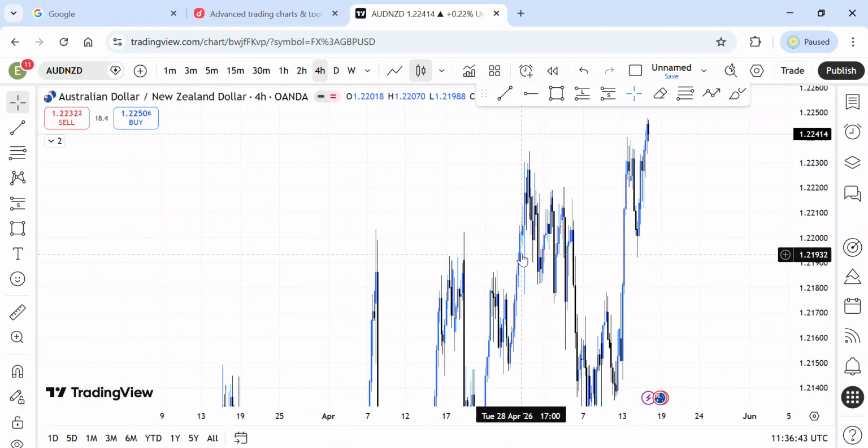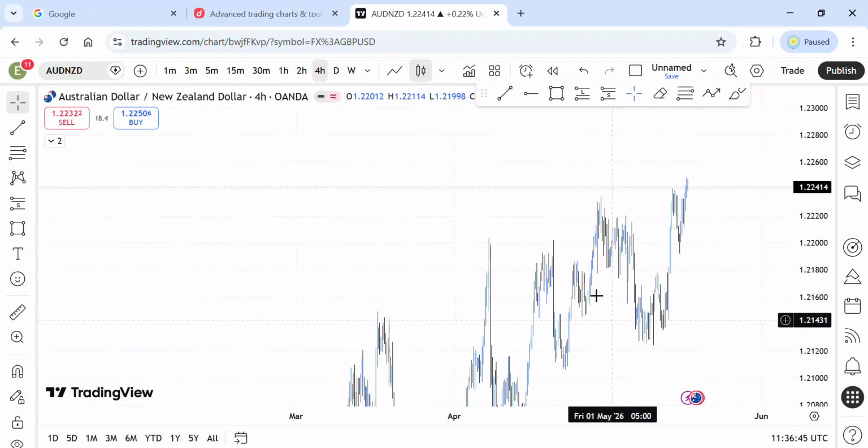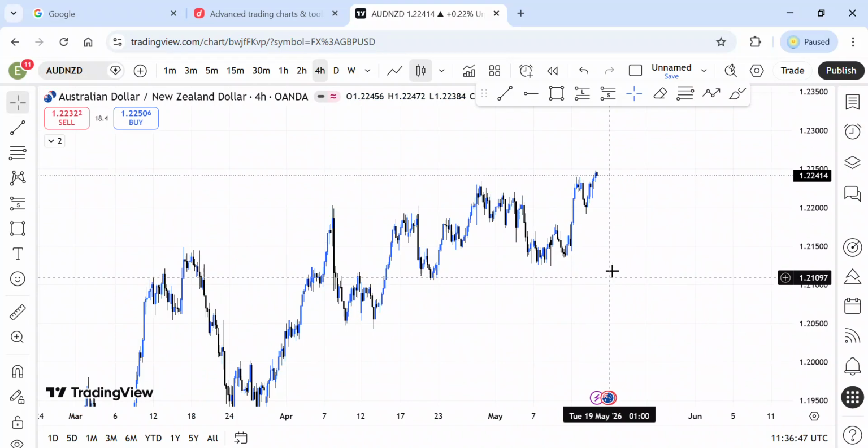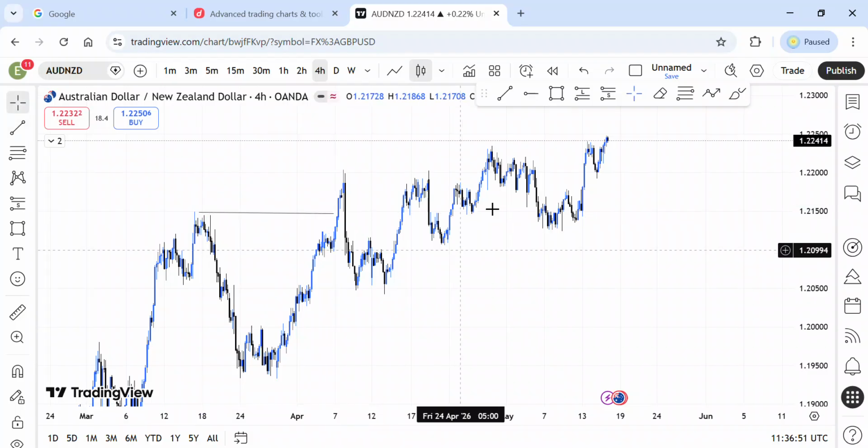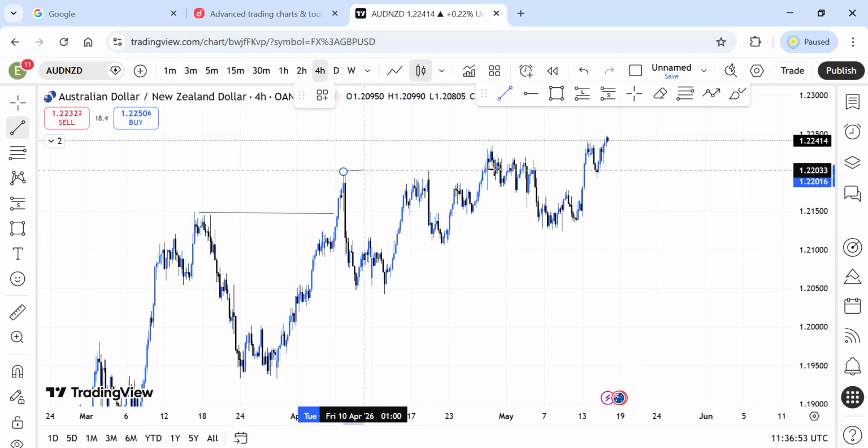First thing, I go to my 4 hours time frame. I look at what the chart is doing, what the price is doing on 4 hours. What can we all see? You can see the price is breaking structures to the upside. Okay, so we had that one there, we had another one here.